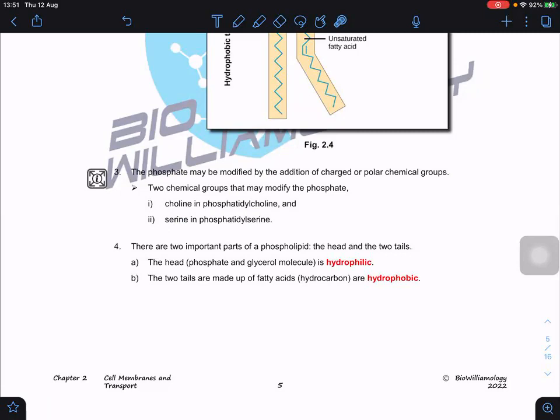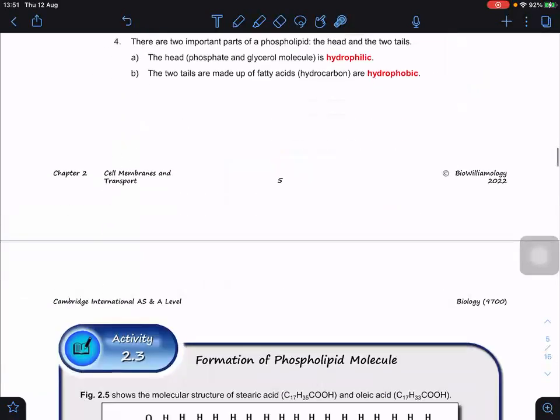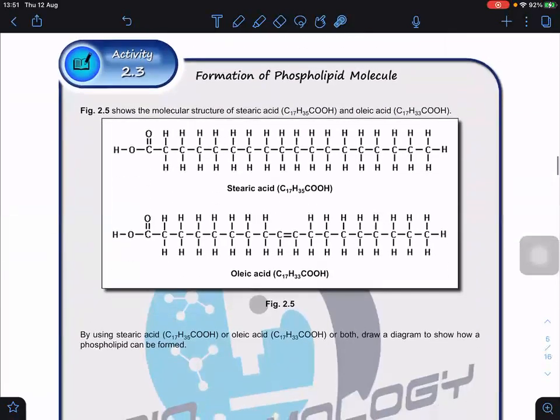There are two important parts of the phospholipid, the head and the tail. The head is hydrophilic, and the tail is hydrophobic. For today, we're going to look at how the formation of the phospholipid molecule takes place. We need to show how we can use stearic acid and oleic acid, or both, to draw a diagram showing how a phospholipid can be formed.